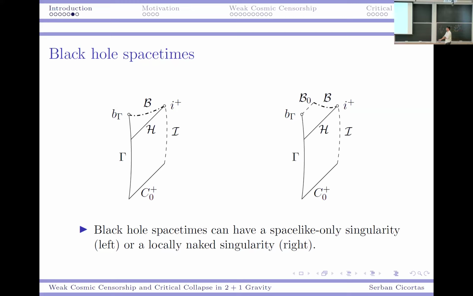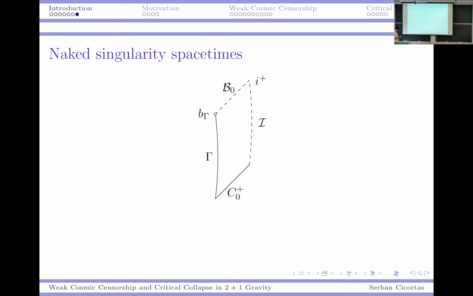And what you can actually show is that black hole spacetimes have a future complete null infinity. Finally, you can have naked singularity spacetimes. In this case, I have again a first singularity at the center B gamma, and then I have a null piece B naught arising out of it, but this actually extends all the way to i plus. So in this case, there is no black hole region.